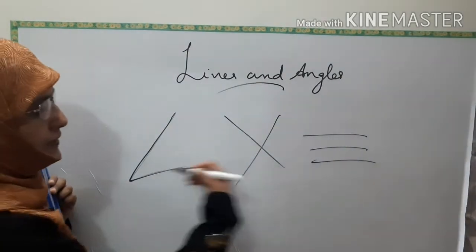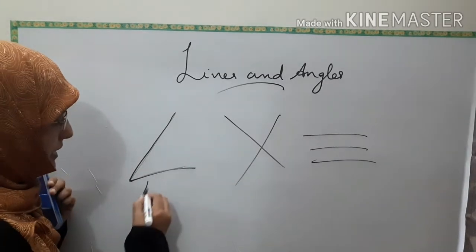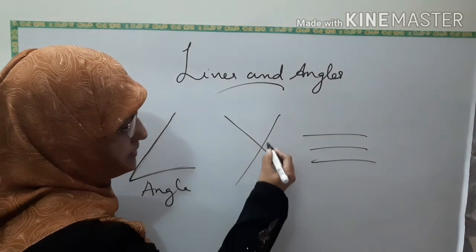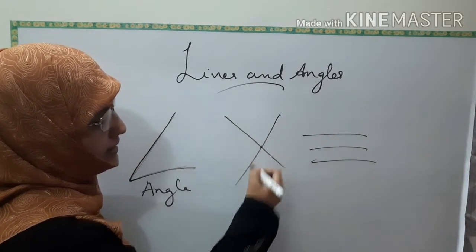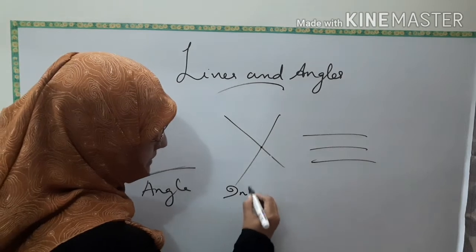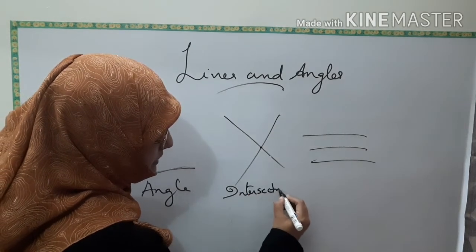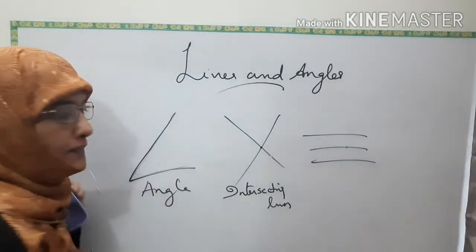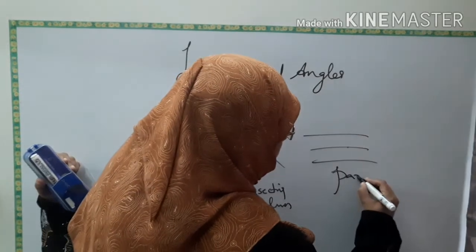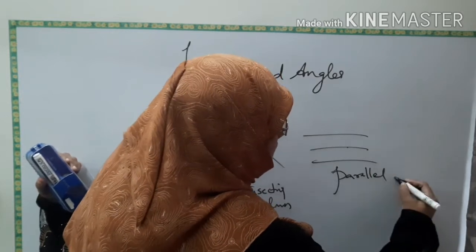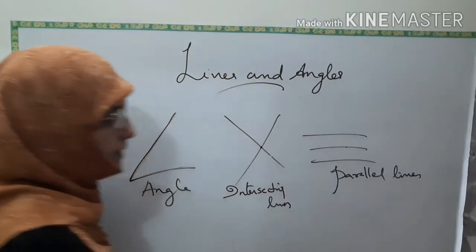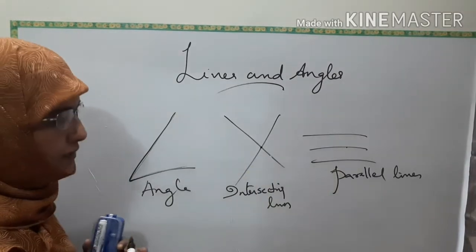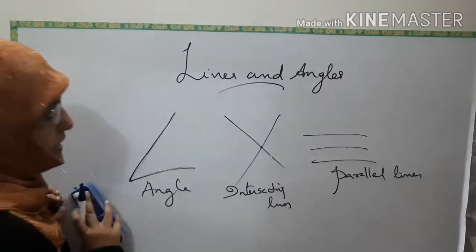Now next, see, what are these? This is an angle, isn't it? And what about this one? If there is a common point for 2 lines, it is intersecting lines. Do you remember all this? And what about the last one? It is parallel lines. Angle, intersecting lines and parallel lines. Now we move on to our present chapter.